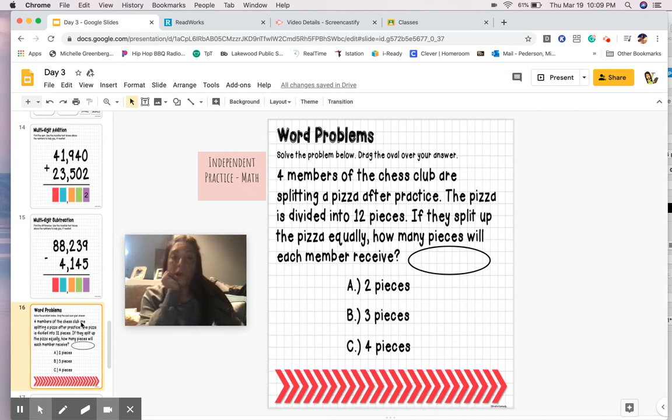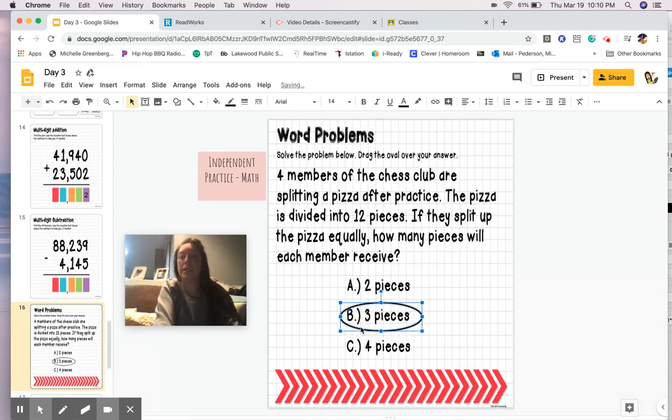Okay, so now we have word problems. Solve the problem below, drag the oval over your answer. Use your notebook to help you. 4 members of the chess club are splitting a pizza after practice. The pizza is divided into 12 pieces. If they split up the pizza equally, how many pieces will each member receive? So if the pizza is 12 pieces and we're sharing it equally, hint, hint, divide, among 4 people, how many pieces will they each get? So now I would drag my circle over my answer.